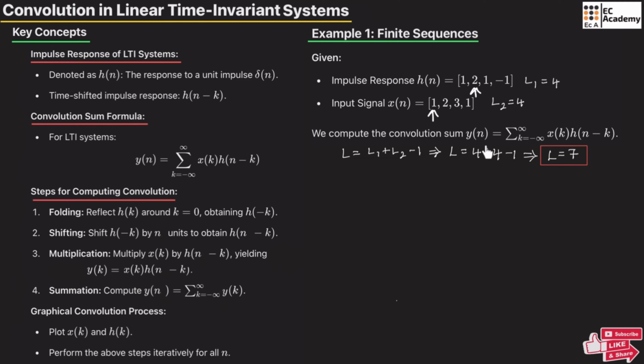Now we need to know, if the length of the output sequence is 7, what are the values that n can take?